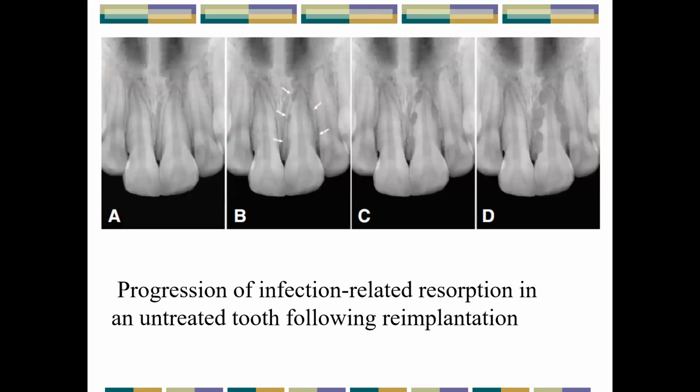Okay, this is progression of infection-related resorption also in an untreated tooth. So if you reimplant a tooth and the patient disappears or you don't follow up, be assured that this is what is going to be taking place. You can see in slide A that immediately after reimplanting it, a few months down the line on B, the arrow is pointing to resorption taking place on the roots. C, it's a few months again. In a year's time, you can see the root is almost gone. So it is very important to do a follow-up.